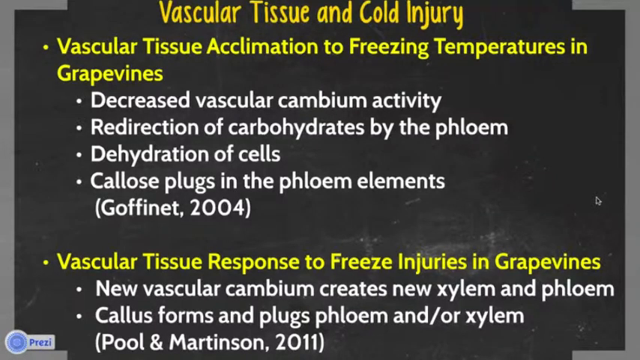However, even these precautions can't always prevent freeze injury from occurring in plants. Therefore, when freeze injuries would occur, Goffinet noticed that a new vascular cambium would form and create new xylem and phloem. Callus would also form around the phloem elements if the phloem survived the winter, and if the phloem died, the callus would form around the xylem.